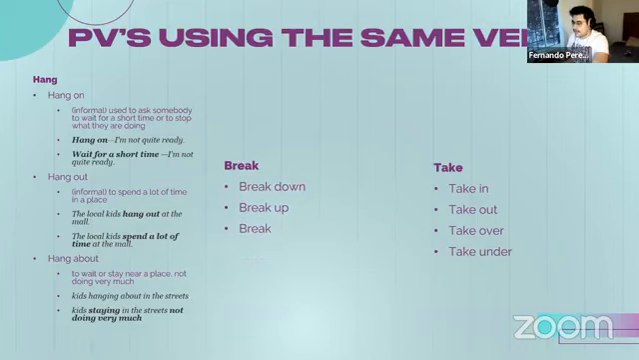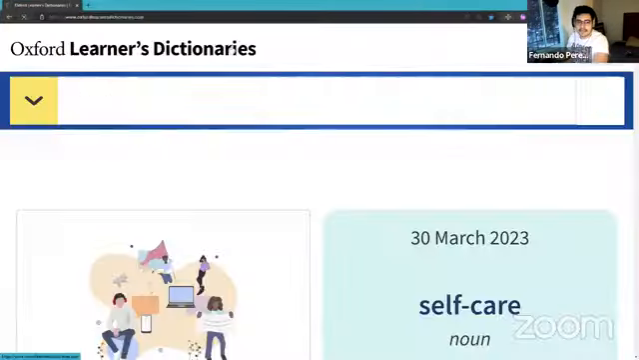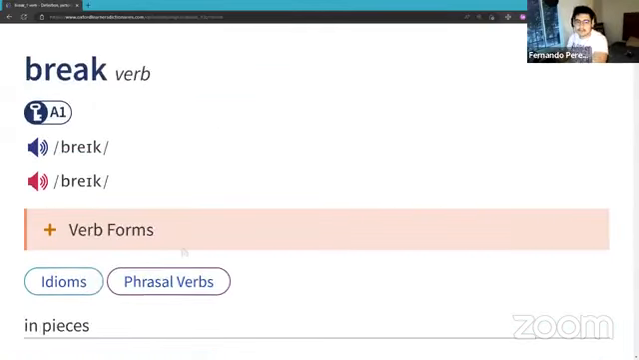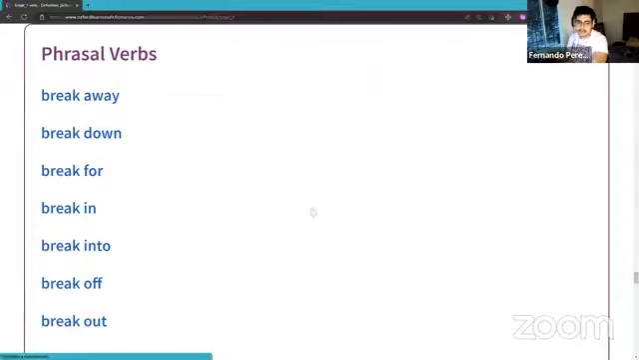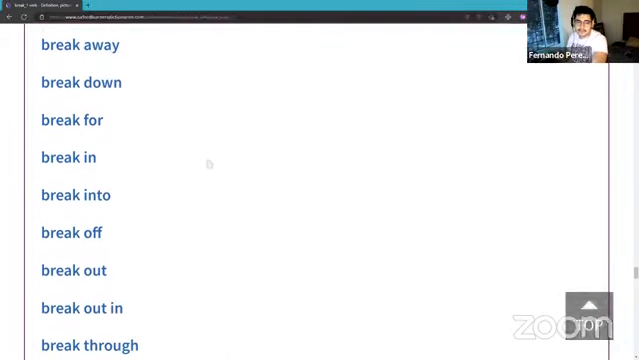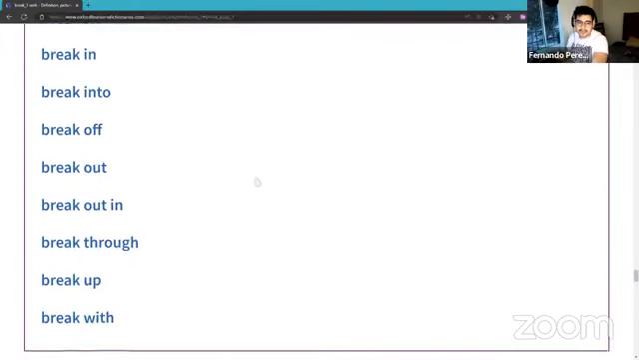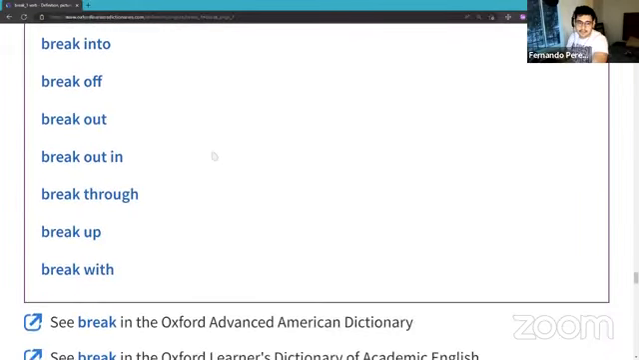Okay, what phrasal verbs can we take with the verb break? Let's go to the dictionary and let's find this. Break. Phrasal verbs: break away, break down, break for, break in, break into, break off, break out, break through.